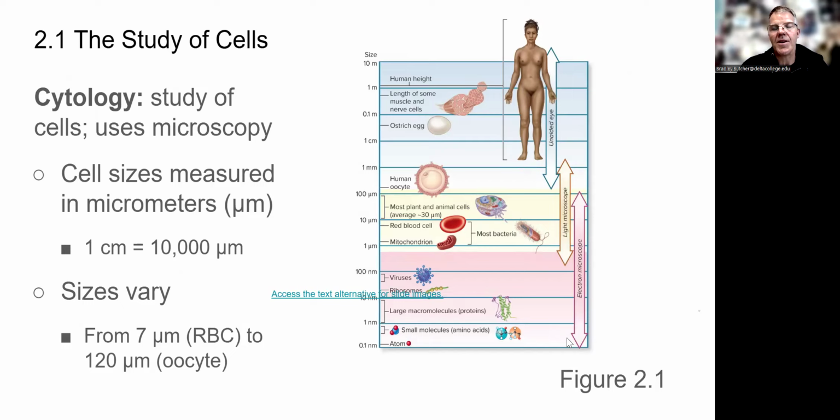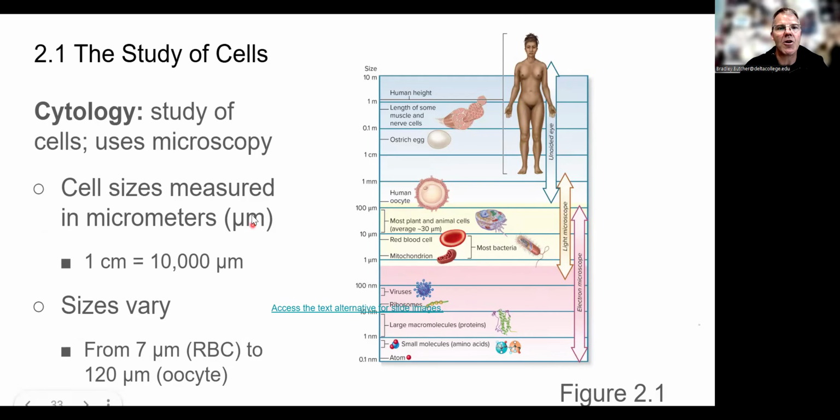Cytology, cyto is the prefix for cell. This is the study of cells and uses mostly microscopy, or the use of microscopes. So cell sizes are measured in micrometers. This little Greek letter mu stands for micro, and micro means 1/1,000,000th. So a micrometer is 1/1,000,000th of a meter. That means there are 1,000,000 micrometers in 1 meter, right?